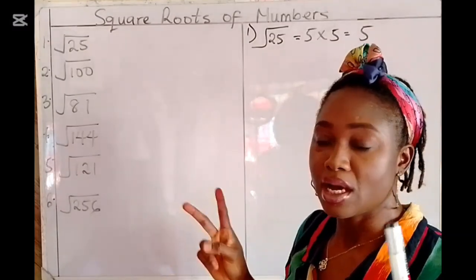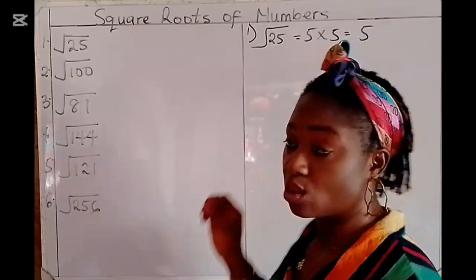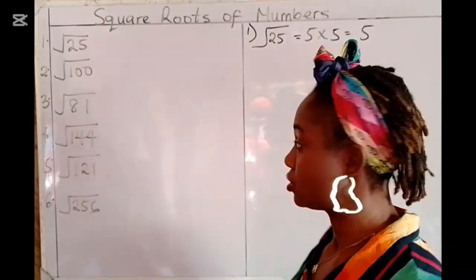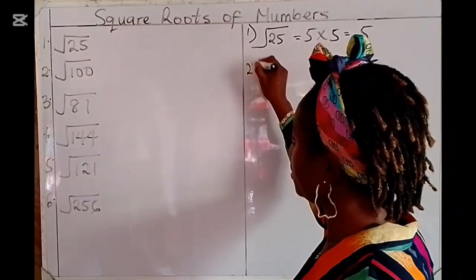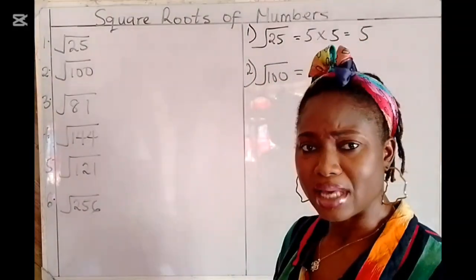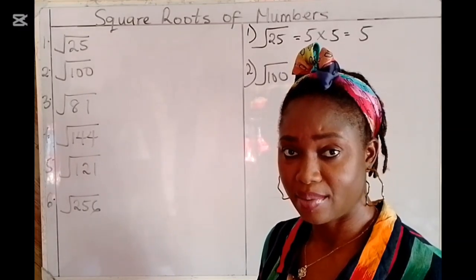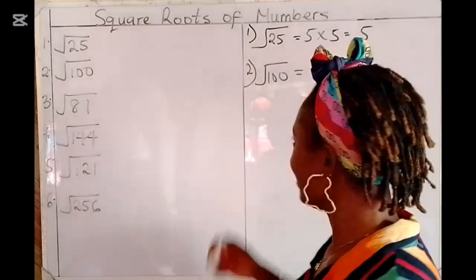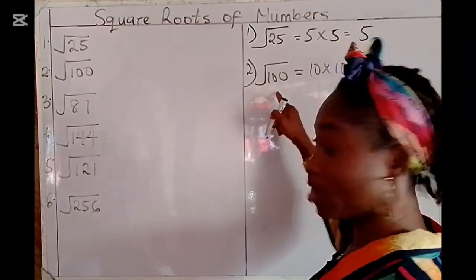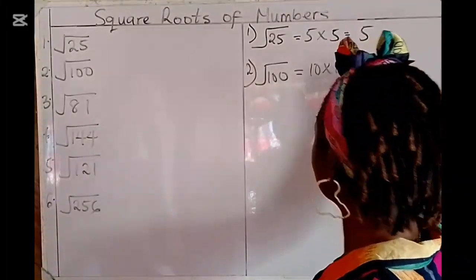Just multiply two identical numbers, and then you find the square root of the number in the square root box. Now the second question says root 100. Which two numbers, when you multiply them together, give you 100? The exact same numbers. 10. Yes, 10 times 10 equals 100, and that means the square root of 100 is 10.